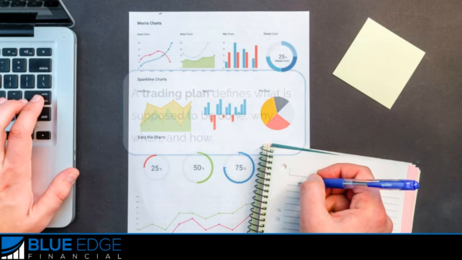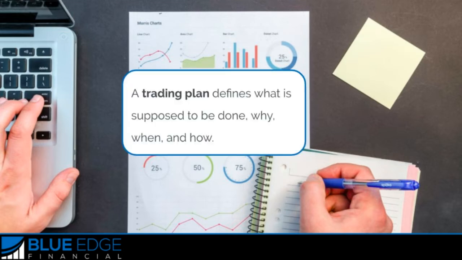So a trading plan defines what is supposed to be done, why, when, and how. It covers your trader personality, personal expectations, risk management rules, and trading systems. By following your trading plan, you will limit mistakes and losses. A trading plan removes any bad decision making in the heat of the moment when all your emotions are involved in trading. Your emotions can cause you to make irrational decisions and make mistakes, and we definitely don't want that, right?